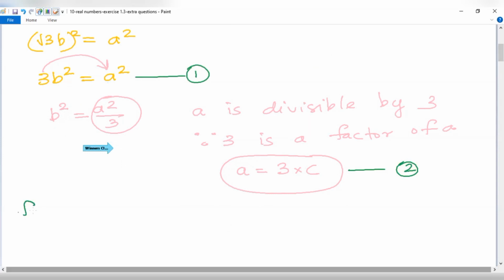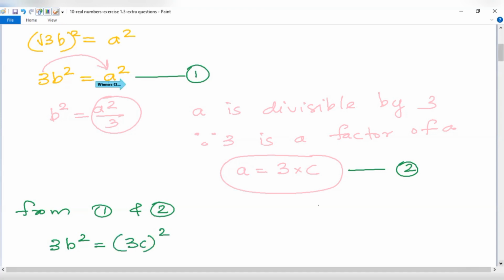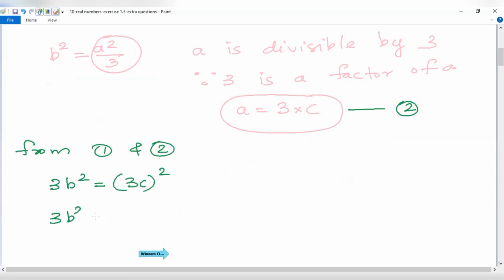So from 1 and 2, what we get is 3b square equal to, in place of a, we can give 3c. So 3c the whole square. Here we have a square, and in place of a, we have put 3c. So 3c the whole square it became. Now 3b square equals, here the square is outside the bracket, so it is applicable to 3 as well. So it is 3 square c square.